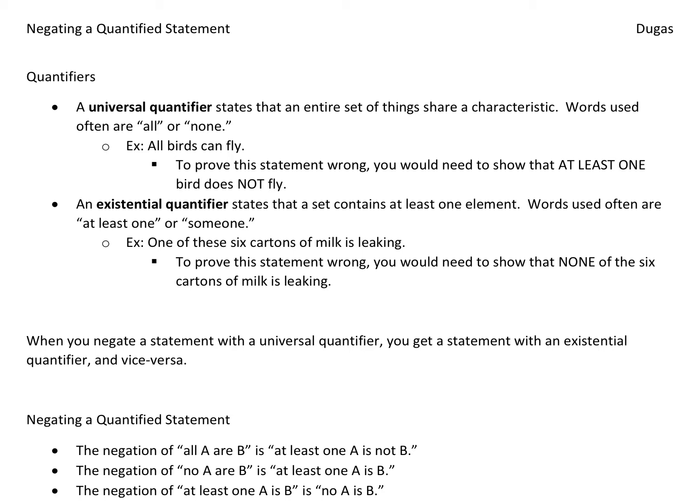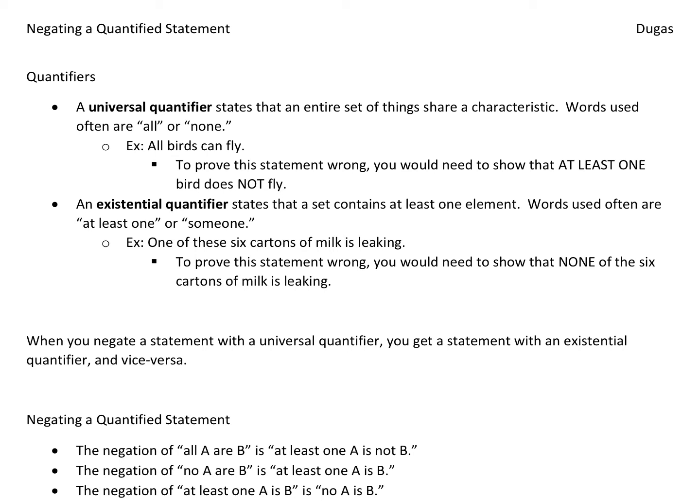So if you wanted to negate that, you wouldn't have to show that no birds can fly. If the statement is that all of them can fly, you would just have to show that one bird does not fly. And if you can show that one bird does not fly, then that means the statement all birds can fly is wrong. So to negate this universal quantifier, you just have to show one thing does not follow that rule.